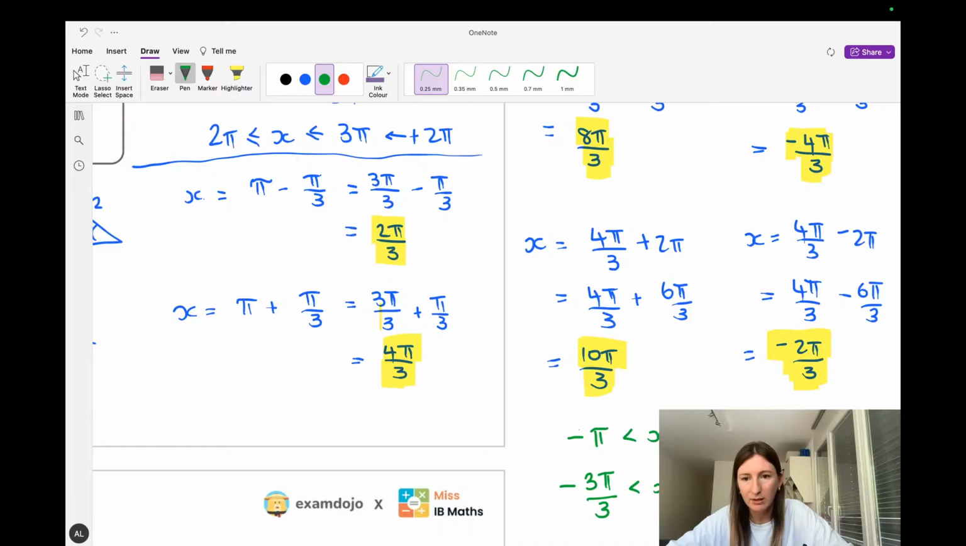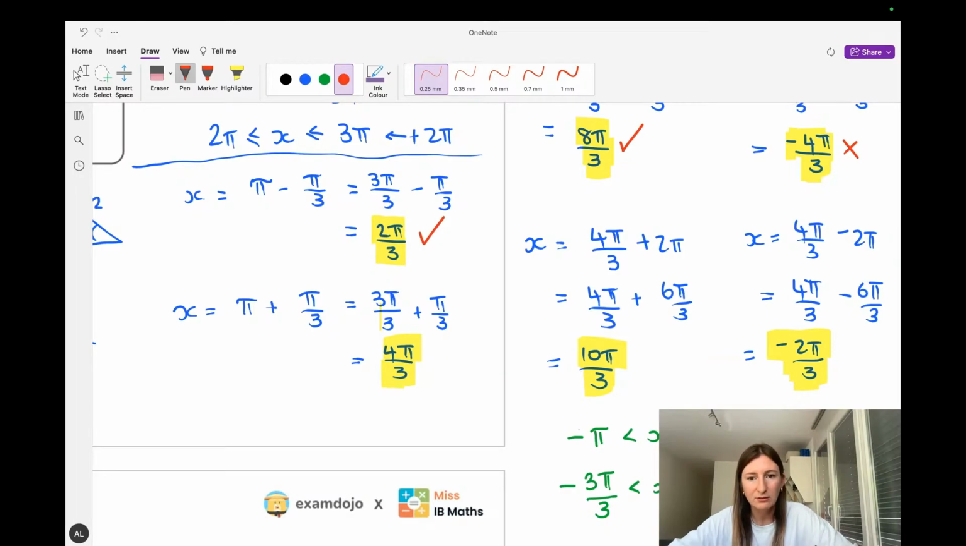So 9 pi over 3, and if we cancel, we get 3 pi. Okay, so let's see first. 2 pi over 3, that's somewhere in there, so yes, this one is good. Then 8 pi over 3, yep, that's just under 9 pi over 3, so that's good. Minus 4 pi over 3, that is over here, outside our domain, so that's no good.